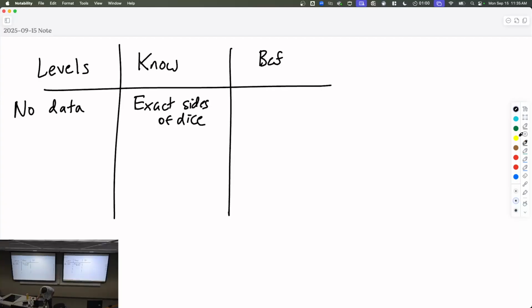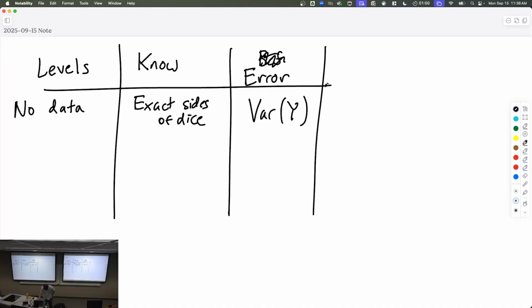actually, I don't care about the best estimate. I care about the error. And the error, we will see, is the variance of the dice. That is what I claimed last class, and we'll prove this class. And we're going to see that the name of this error, or the lesson we're trying to learn here, is about irreducible error.